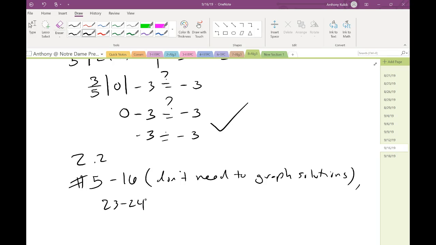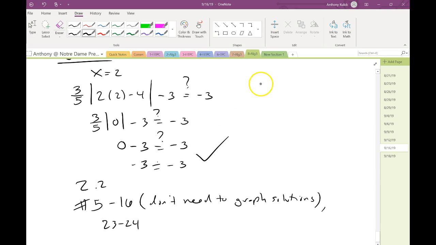When they say graph the solutions, literally what they would mean, if our solution was x equals 2, is for you to do this. I don't know why they want you to do that. I don't know what extra benefit that's going to give you. I don't need you to graph the solutions, because I don't think it really gives you any further insight about what's going on here. Just a waste of your ink. Okay?